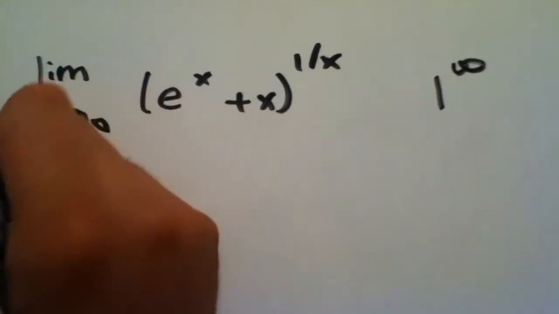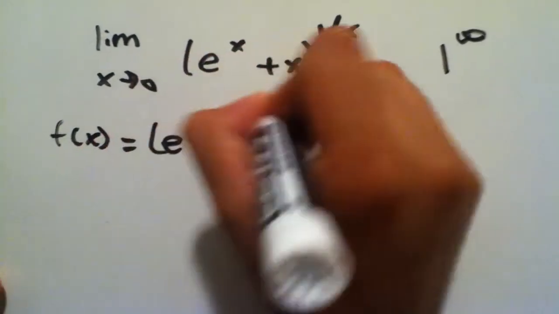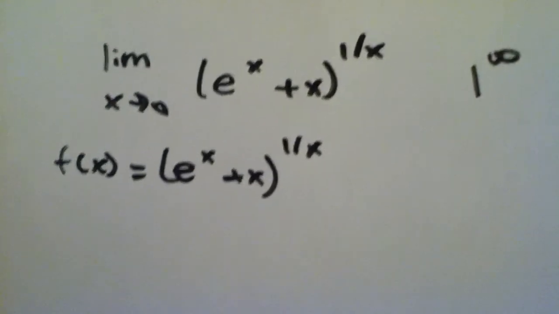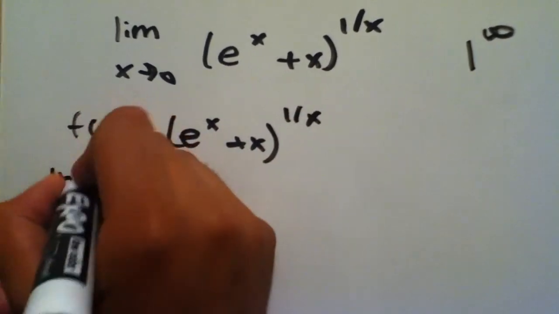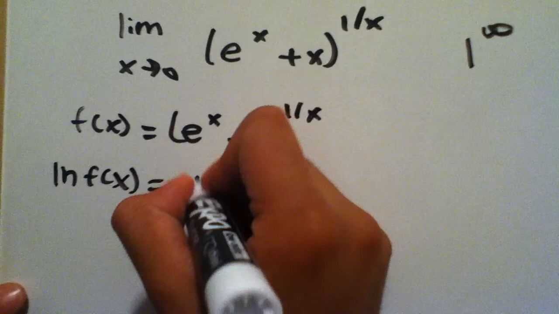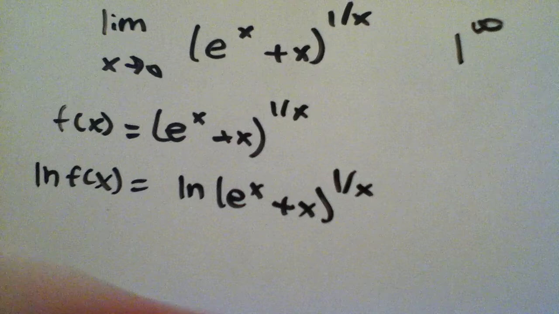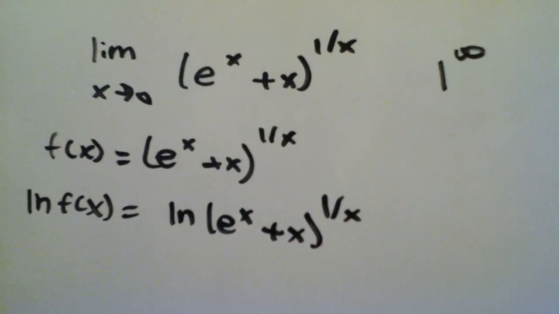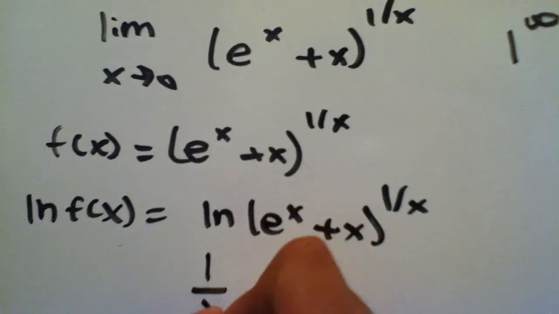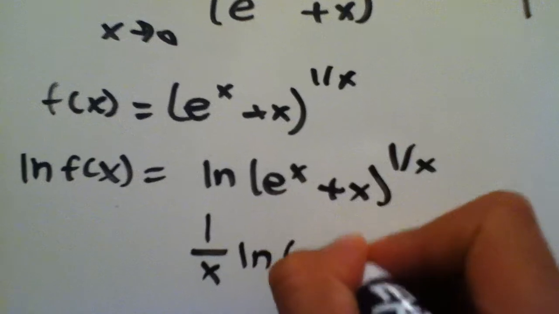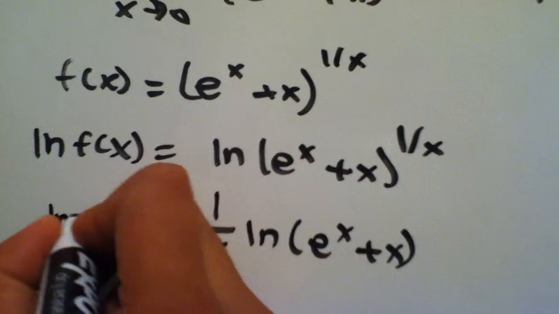Now in this case, we can define f of x is equal to e to the x plus x to the power of 1 over x. Now what if we took the natural log of both sides? That will solve quite a bit of things. It'll make this problem much simpler to deal with, and I'll show you why in a minute. Knowing our rules of logarithms, you can take this 1 over x and put it right here, because this and that are the same thing, is equal to the natural log of f of x.